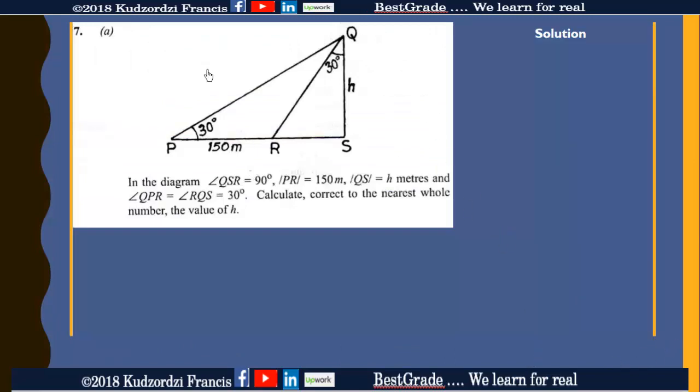Question 7a. This is a diagram, and we're given that this angle is 90 degrees. These two angles are 30 degrees. This is 150 meters. We are asked to find the value of h.